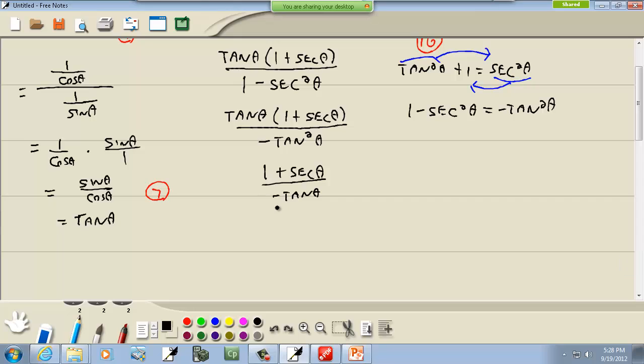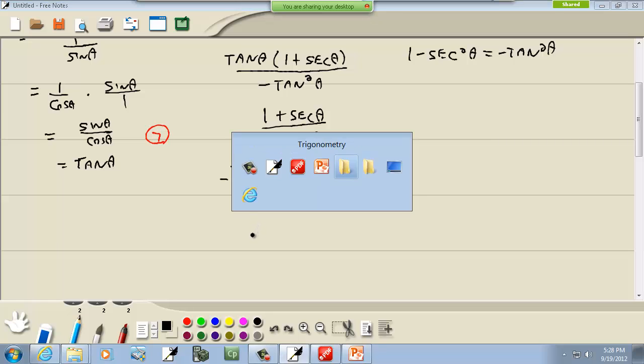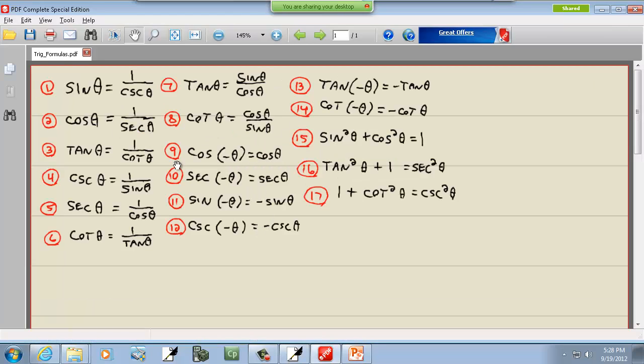Now I want to simplify this. Simplified means get rid of the fraction if you can. And since we got a single item down here, I can put each item up on top over that. So I'll put 1 over the negative tangent theta plus secant theta over negative tangent theta. 1 over tangent is cotangent. 1 over tangent is cotangent, number 6.